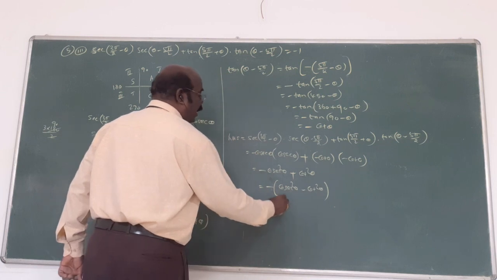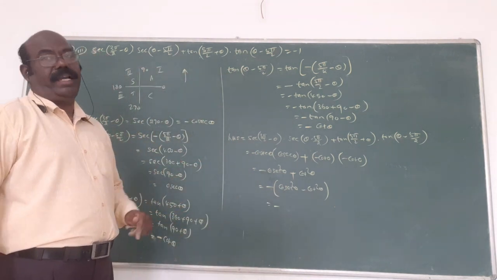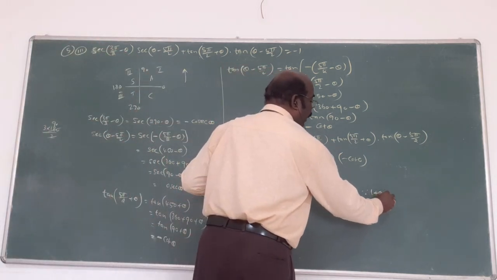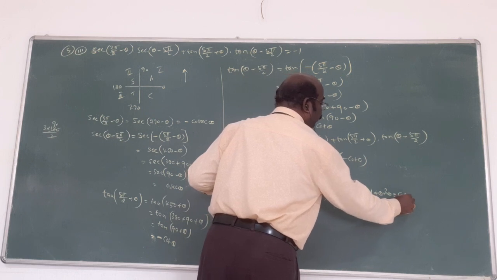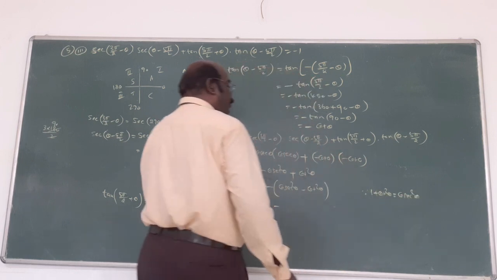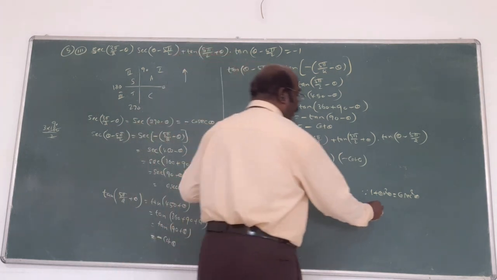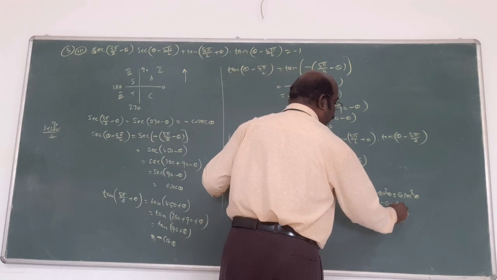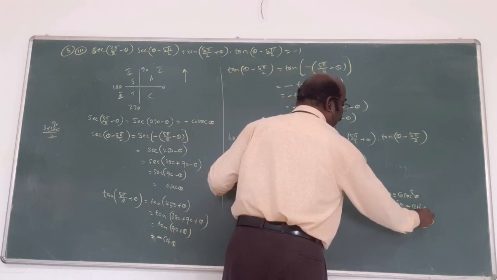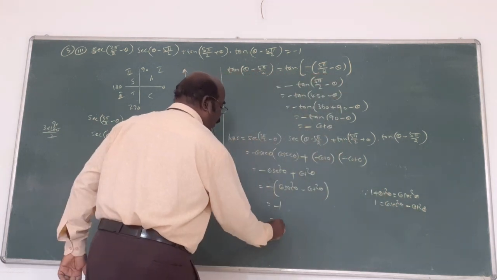This is a trigonometric identity. 1 plus cot square is what? Cosecant square. This is a standard formula. Am I right? So cosecant square minus cot square is 1. That is our answer.